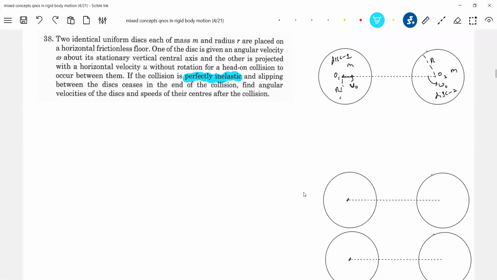What do you mean by that? Slipping ceases means initially there is slipping. Why will slipping occur? It is indirectly saying the surface is frictionless, but there is friction between the discs. So it is telling us slipping ceases, no? Find the angular velocity of the disk and the speed of their centers after the collision.